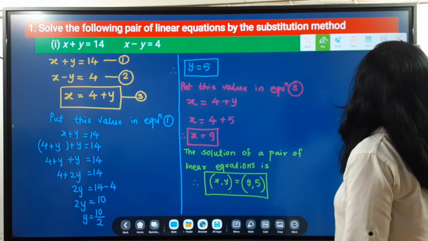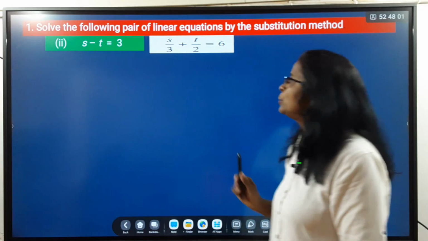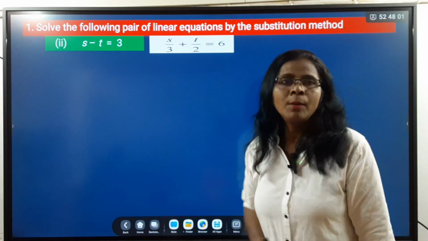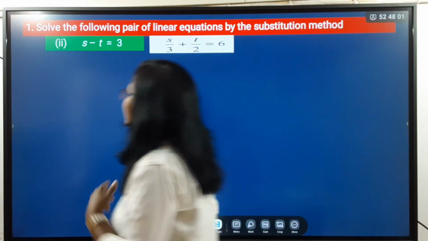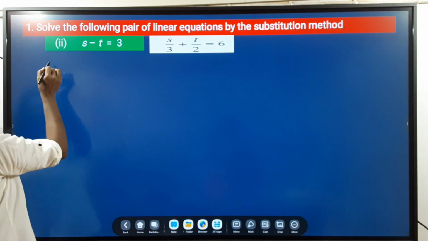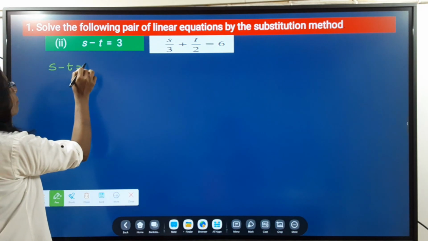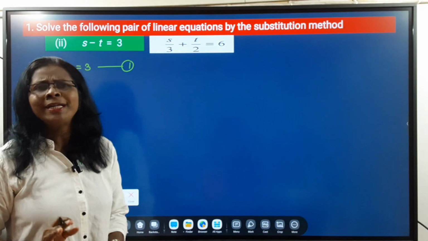Okay. Then next one, students, see the next example. The second example is s minus t is equal to 3 and s upon 3 plus t upon 2 is equal to 6. Okay, students. Then here first I write down s minus t is equal to 3 and call it the first equation.